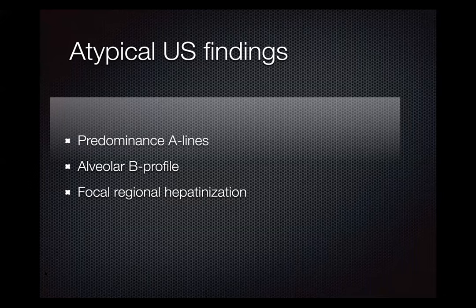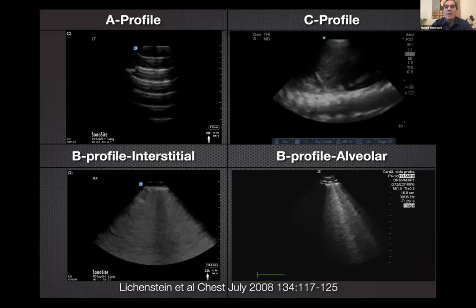A typical ultrasound finding that we see, that we say is probably less likely to be COVID-19, is predominant A-line, something that we see in COPD and asthma, alveolar B-line, which is a new term that I'm just introducing here to explain a little bit more, and focal regional hepatization. These are the three that you can see.